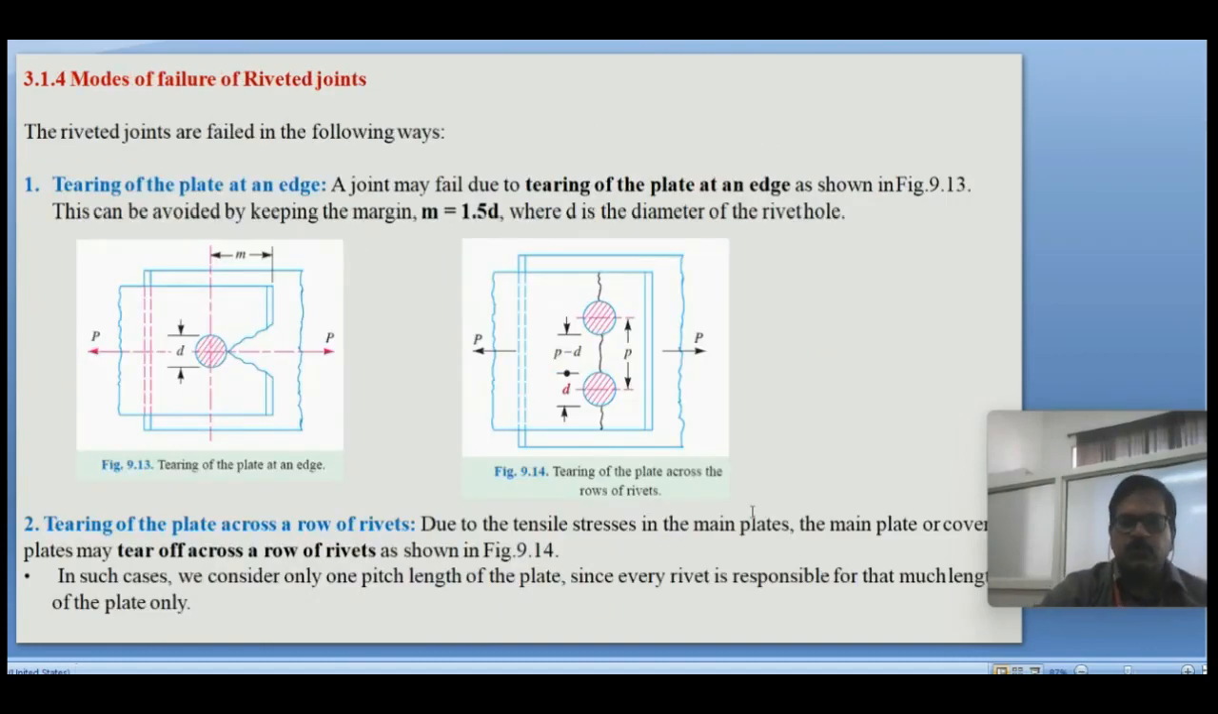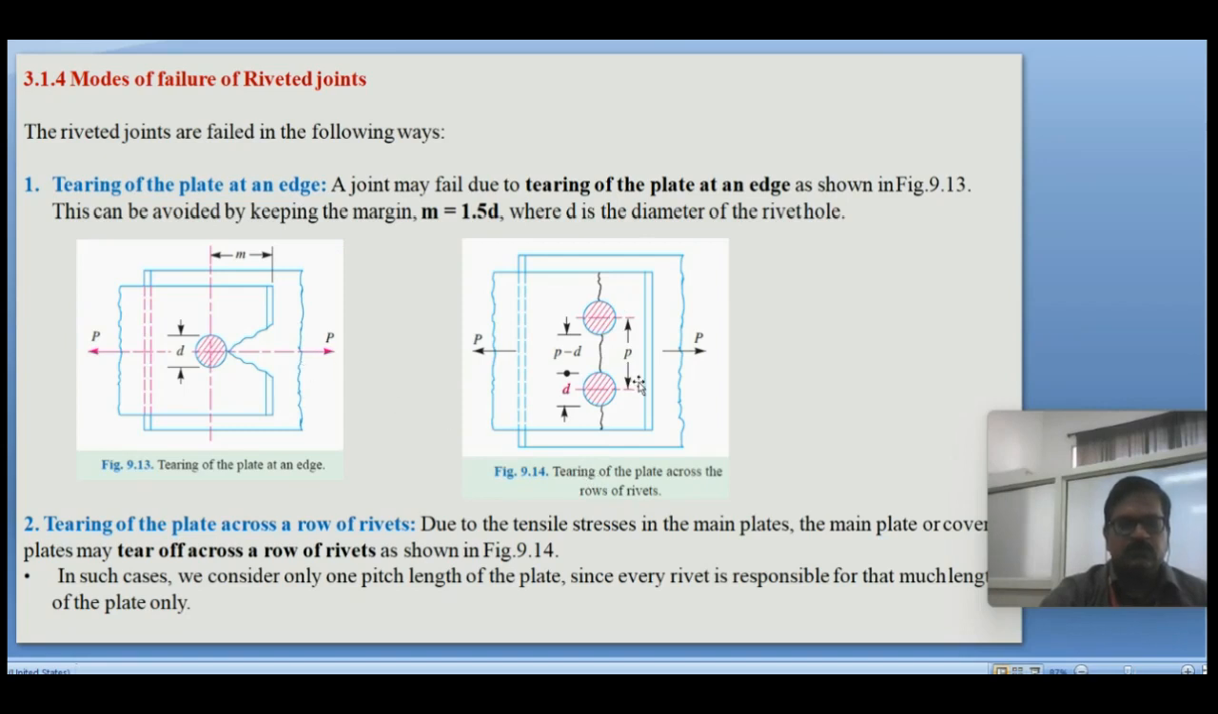Types of failures or modes of failures. A riveted joint can fail in three different modes. One is the tearing. From the nearest edge to the center of the hole, tearing can take place in this manner, and along the rivets also the tearing can take place like this. So tearing from the edge of the plate and tearing of the plate across a row of rivets.